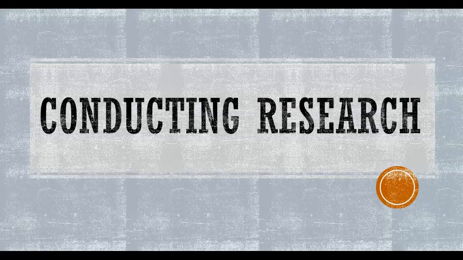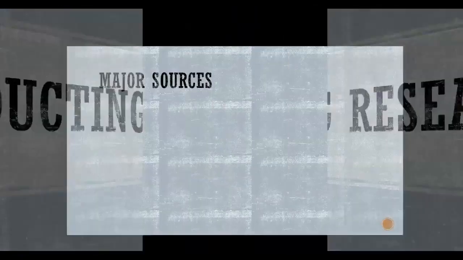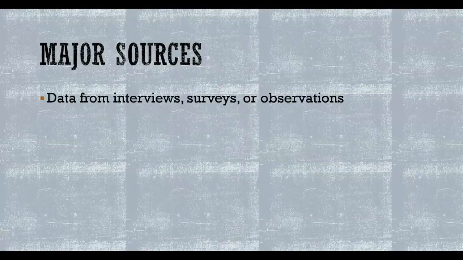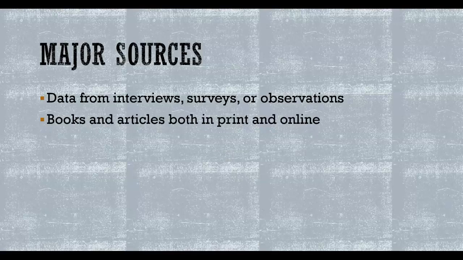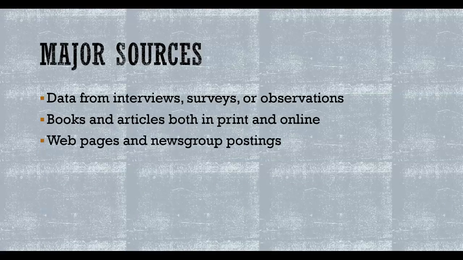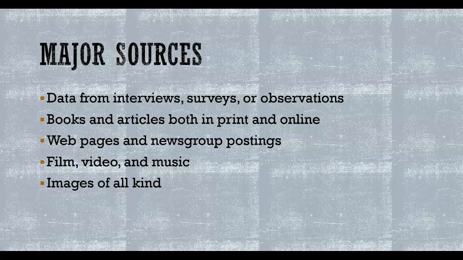Conducting research. Almost everything around you can serve as a source for research. That is why it is important to understand the difference between good and bad, reliable and unreliable sources. Major sources include data from interviews, surveys, or observations, books and articles both in print and online, web pages and newsgroup postings, videos and music, images of all kinds. Even your brother or sister can sometimes provide interesting data for a research project. But it is for you to know and understand what a reliable source is and what is not.